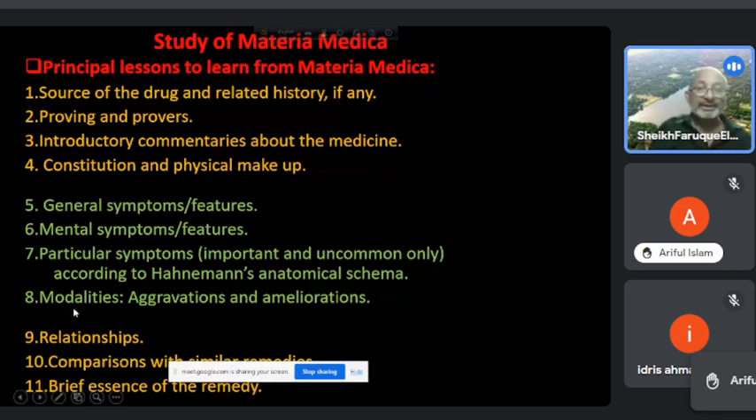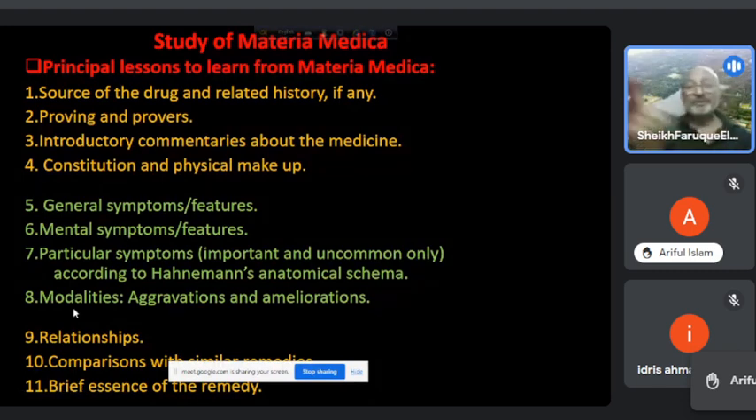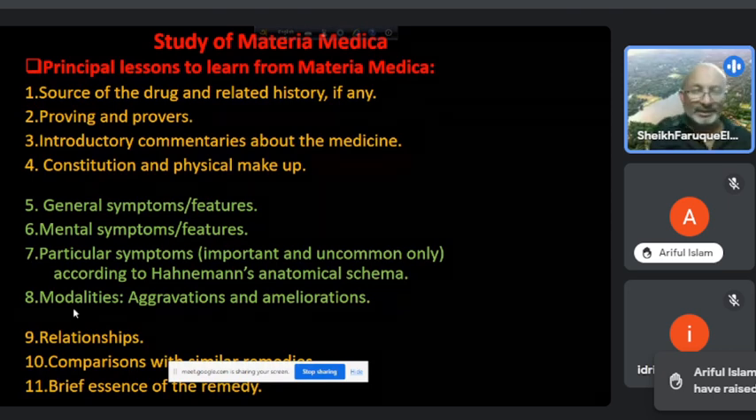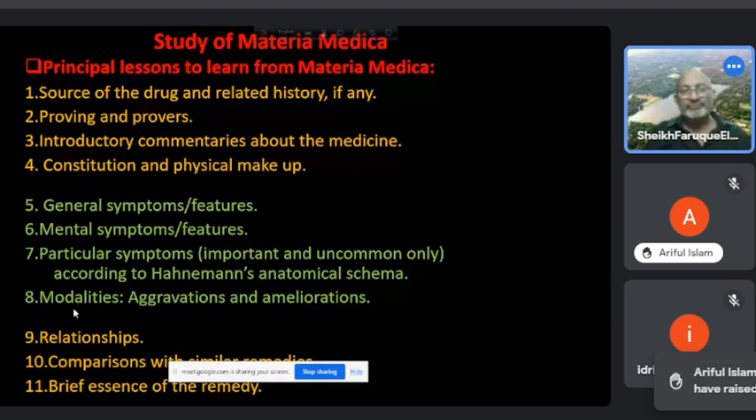Then you study the relationship of the medicine. What is relationship? You find one medicine complementary to others, one medicine inimical to others, one medicine follows another medicine well, like this. In relationship, you should give more emphasis to learning the inimical relation rather than the complementary. Say Apis, Natrum muriaticum is a complementary of Apis. Calcarea carbonica is a complementary of Belladonna.